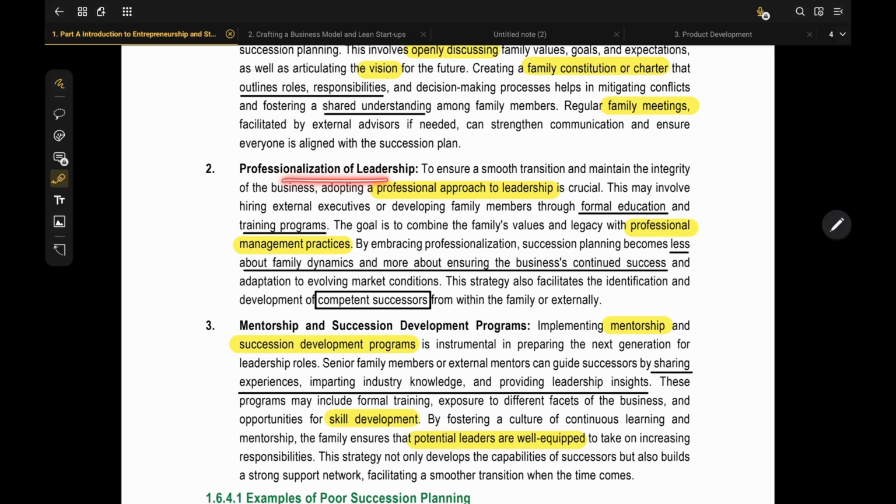And then professionalization of leadership. There should be a professional approach to leadership. Like in movies, there will be dialogues: no, business is different, family is different. Do not bring business into family. Do not bring family into business. Like that, there should be a professional approach to leadership.